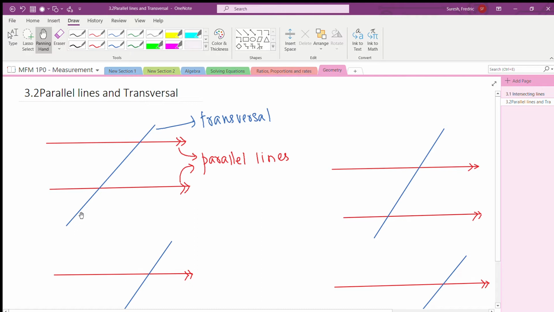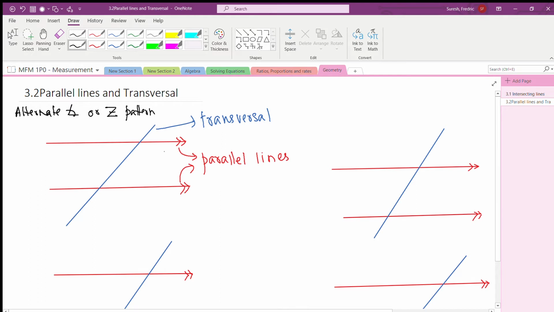And a line that goes across the two parallel lines, or even three or four or five parallel lines, that line is called a transversal. And some very interesting properties come out of this. The first property is called the alternate angle, or it's also called the Z pattern. So alternate angles, and that's a symbol for alternate angles, or Z pattern.